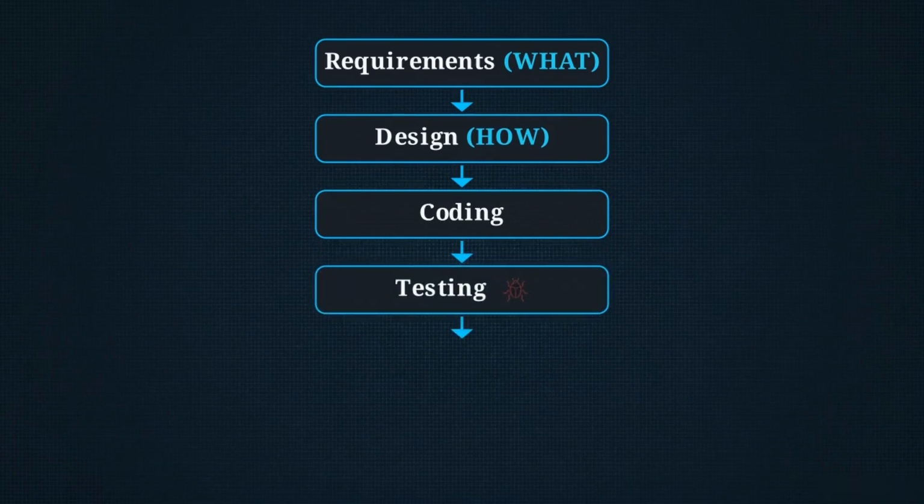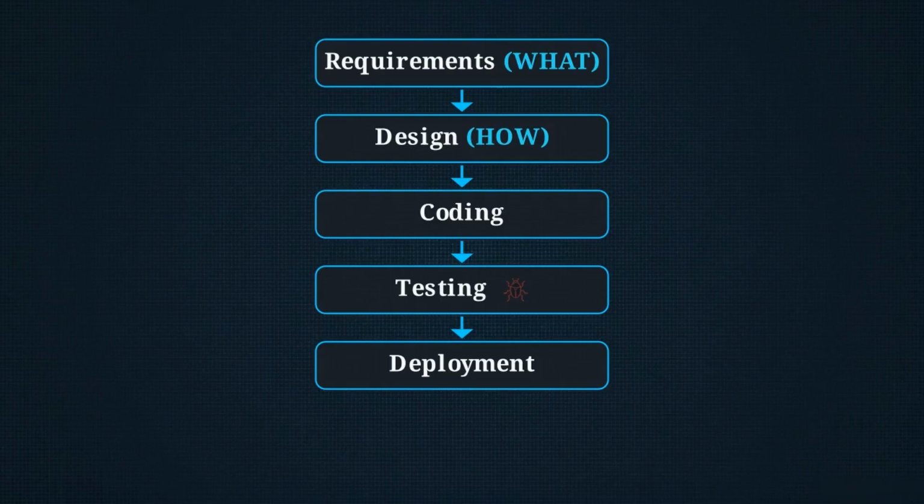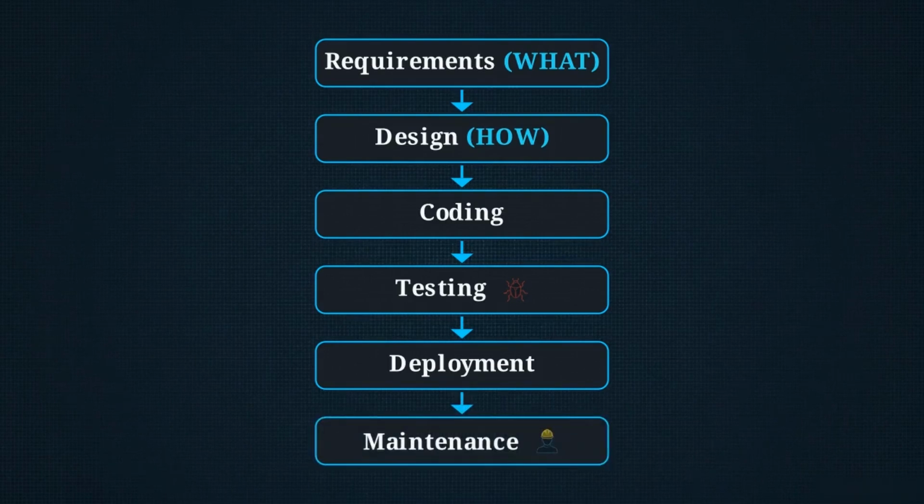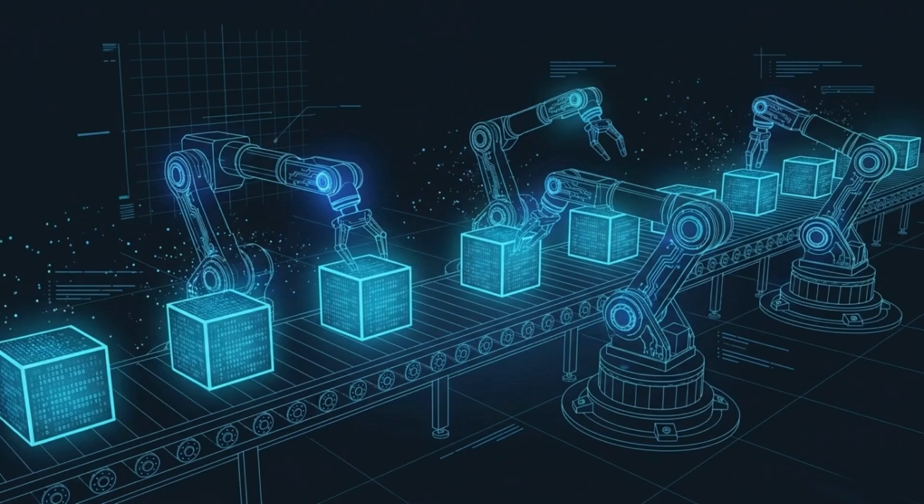From there, the process flows through the execution phases: coding the product, testing to find defects, deployment to the users, and maintenance to keep the system running over time. By following this sequence, a team ensures they aren't just typing code, they are following a predictable manufacturing assembly line.